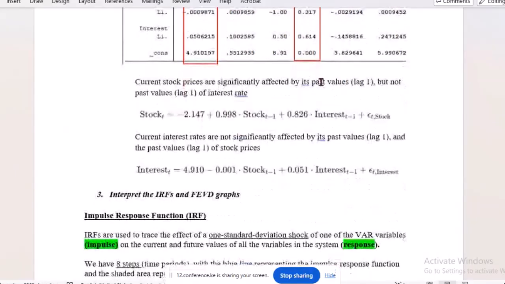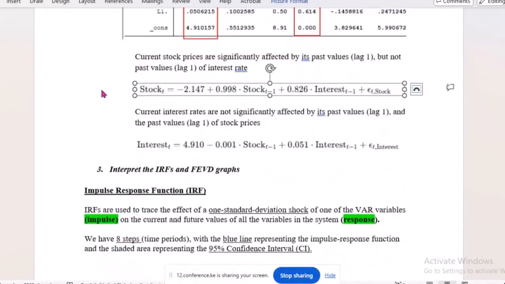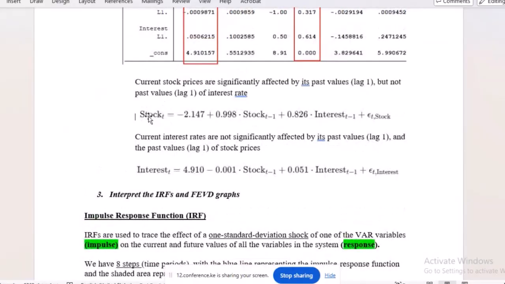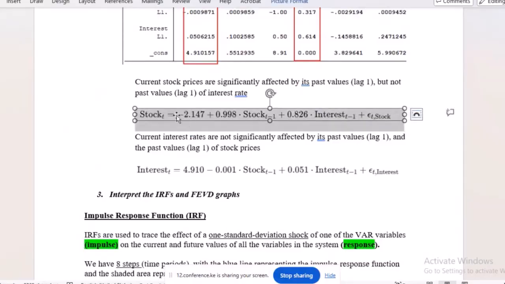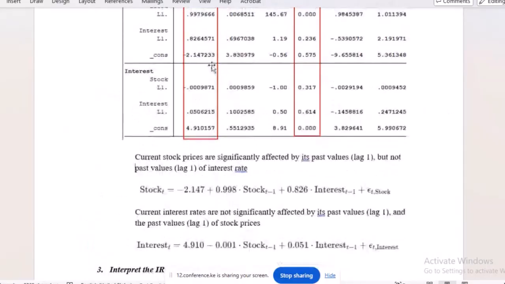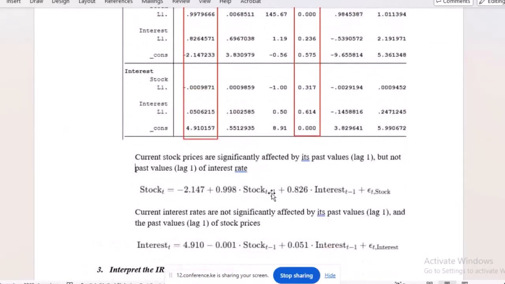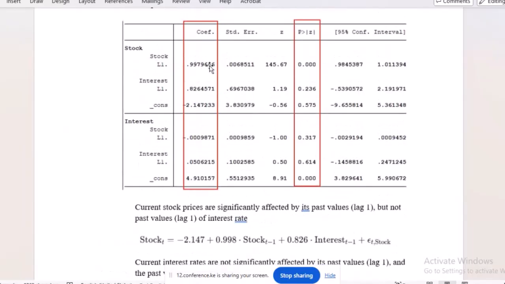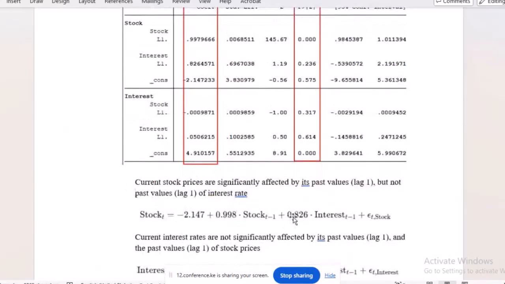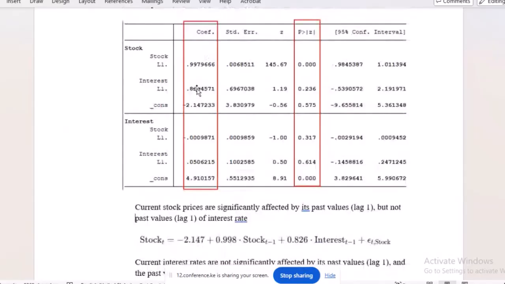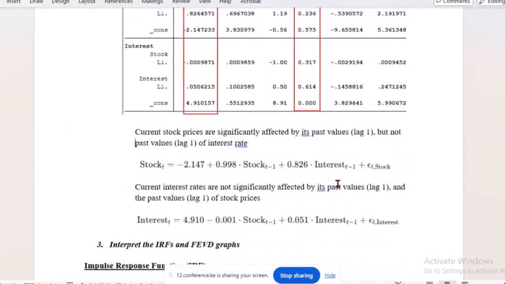So I have summarized these results here. You can see this one. So stock prices, the current stock prices T, is equal to negative 2.17. Negative 2.17 is this one here, plus 0.998 multiplied by stock prices T minus 1, or the previous period's stock prices, which is this one, plus 0.826, which is this one, the previous period's interest rates, and then we include the error term. So that is how you represent that output.